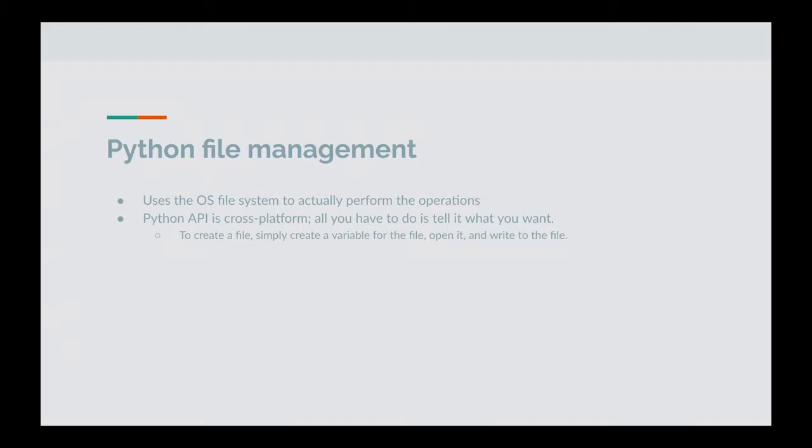If you don't recall, an API is an application programming interface, and it's basically a black box where all you need to know is what goes into it and what to expect out of it, and the actual functionality is irrelevant to you. So to create a file, all you need to do is tell Python, hey, here's the file name, open the file, and then write to it or read from it, as the case may be.